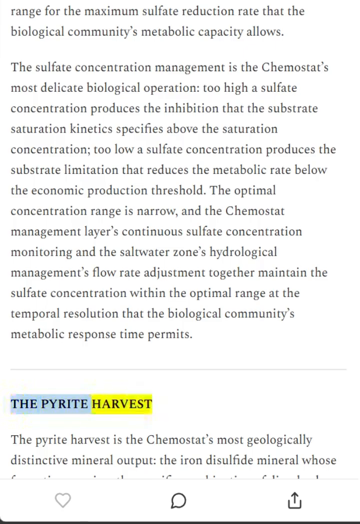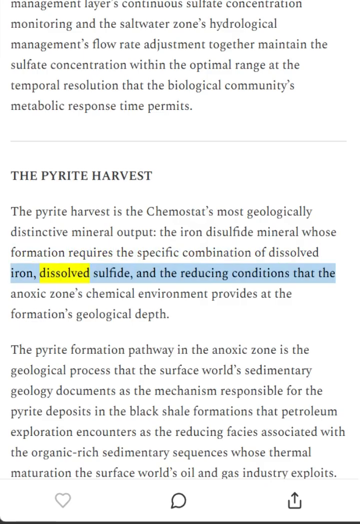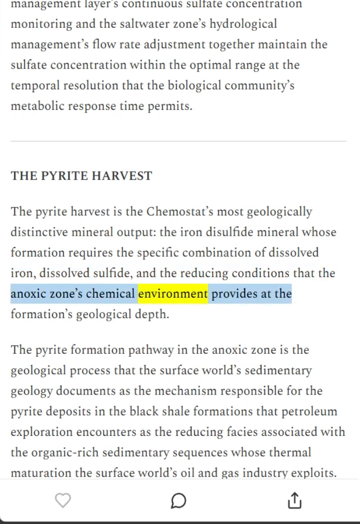The pyrite harvest. The pyrite harvest is the chemostat's most geologically distinctive mineral output, the iron disulfide mineral whose formation requires the specific combination of dissolved iron, dissolved sulfide, and the reducing conditions that the anoxic zone's chemical environment provides at the formation's geological depth.